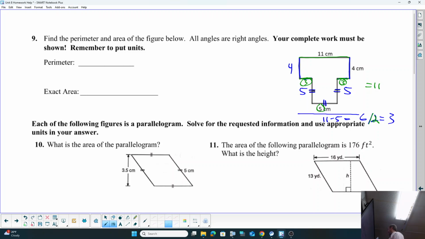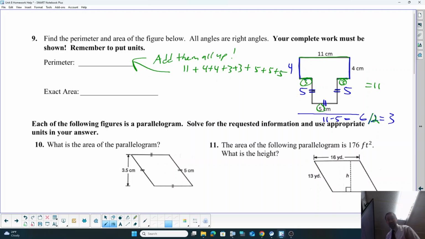The perimeter is to add all those sides up. So 11 plus 4 plus 4 plus 3 plus 3 plus 5 plus 5 plus 5. Add them all up. Let me count the sides: 1, 2, 3, 4, 5, 6, 7, 8. Cool. Okay, so add them all up. That'll give you the perimeter. You do it. Don't wait for me. No free answers. Try it on your own.